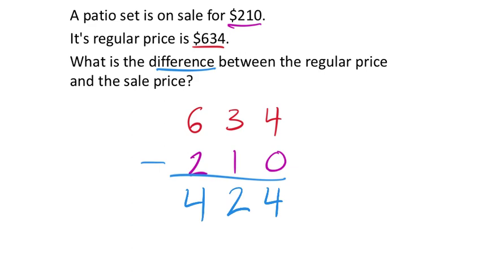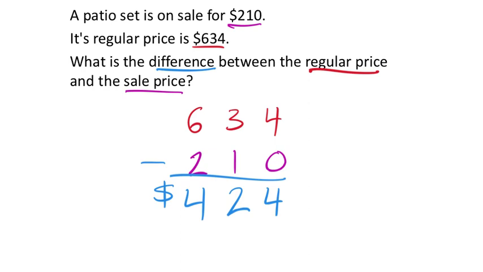Now again, 424 is okay, but make sure to label it. $424 difference between the regular price and the sale price. Now, if I had read that a second time, that would have been probably a little bit more helpful. Notice it's a difference between the regular price and then it's the sale price. That actually told us the order that it should have been subtracted.